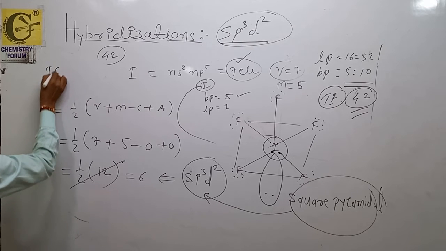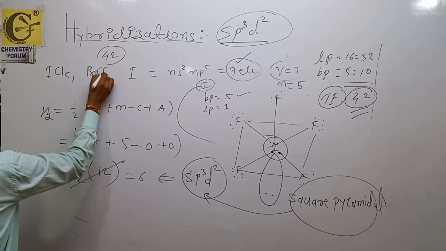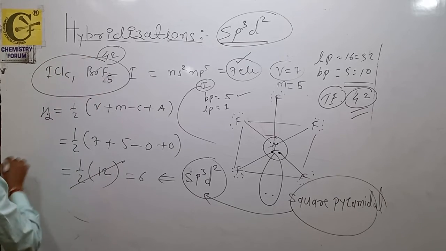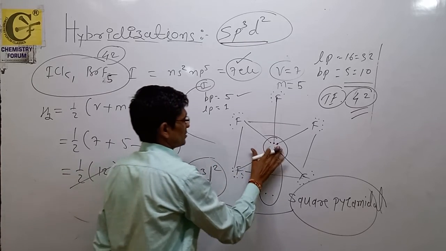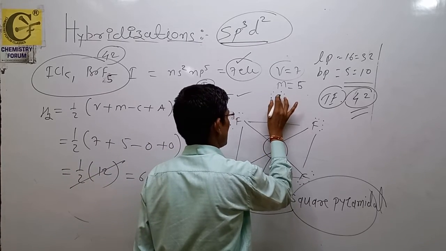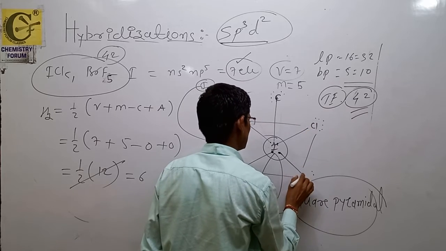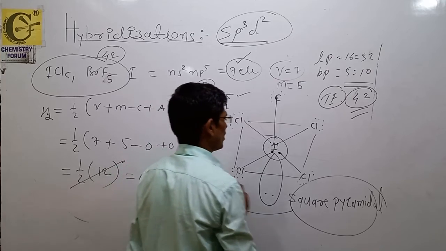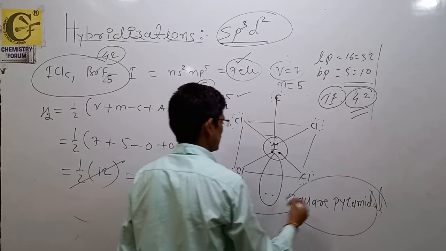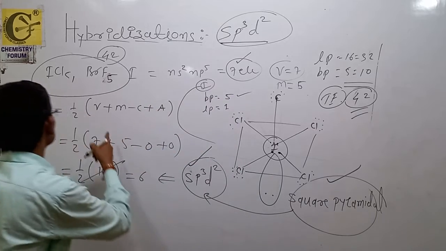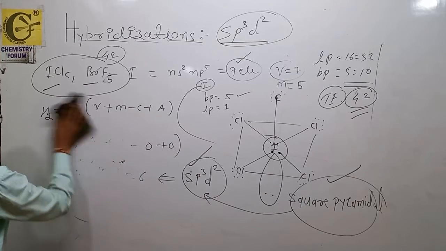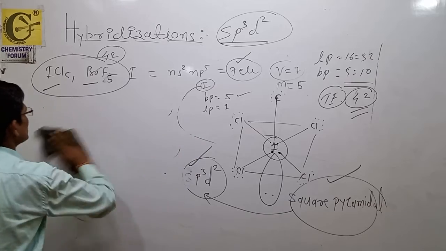Just like IF5, ICl5 and again BrF5. These examples are isostructural. The same geometry: instead of fluorine atoms we take chlorine atoms, with the same number of lone pairs of electrons, bond pairs of electrons and total number of electrons, the same hybridization and the same geometry. ICl5 as well as BrF5 are isostructural as well as isoelectronic.